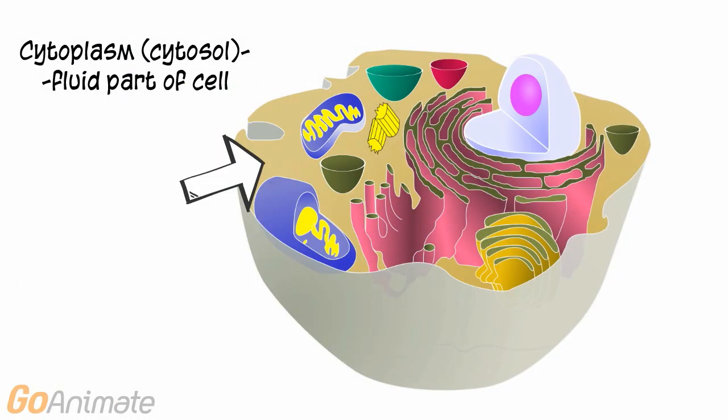The cytosol is the fluid part of the cell. It supports and protects the organelles. It also contains chemical substances, such as electrolytes and protein filaments.